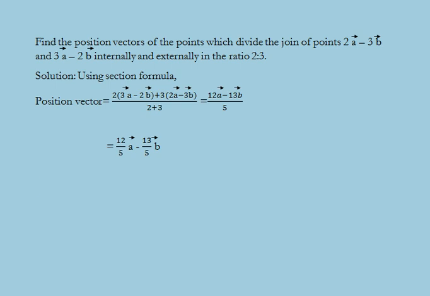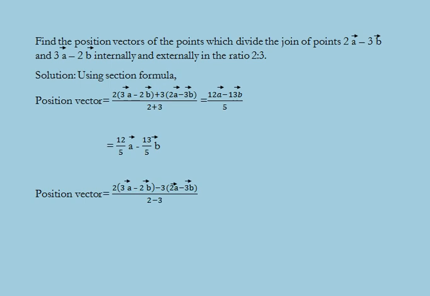Thus, the position vector of the point which divides the join of the two given points internally in the ratio 2 is to 3 is equal to 12 divided by 5 into vector a minus 13 by 5 into vector b. Next, we are going to find the position vector of the point which divides the join of the two given points externally in the ratio 2 is to 3, which is equal to (2 into vector 3a minus 2b minus 3 into vector 2a minus 3b) whole divided by (2 minus 3). This is equal to minus 5b divided by 1, which is equal to minus 5 into vector b. Thus, the position vector of the point which divides the join of the two given points externally in the ratio 2 is to 3 is equal to minus 5 into vector b.